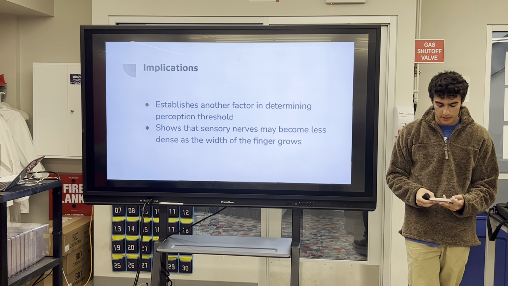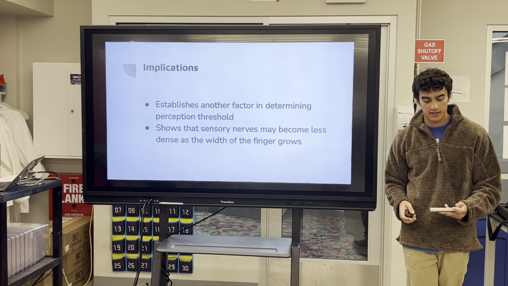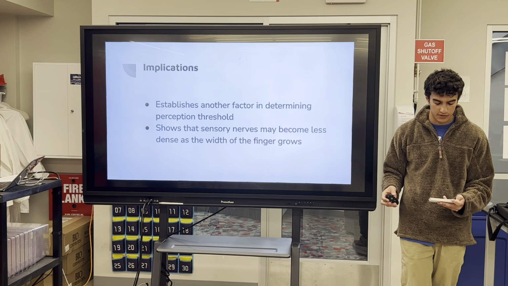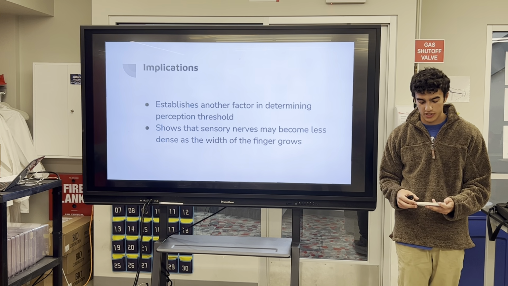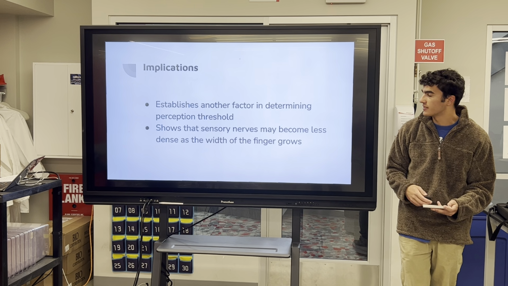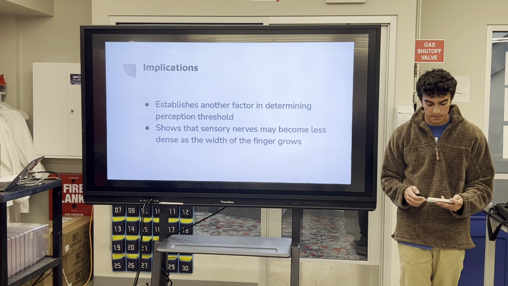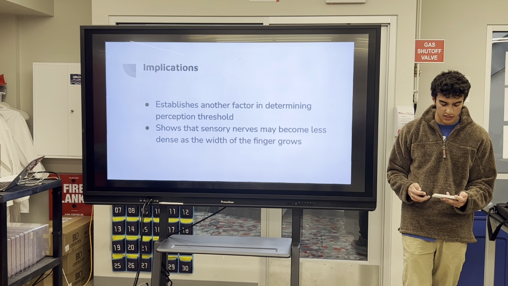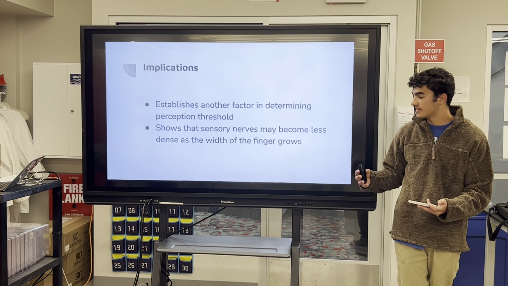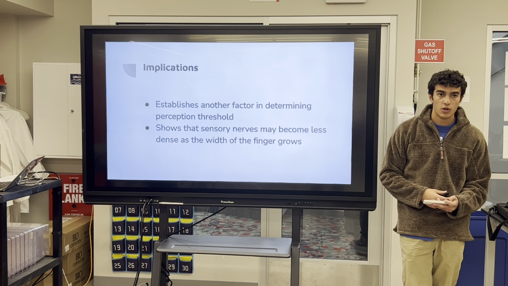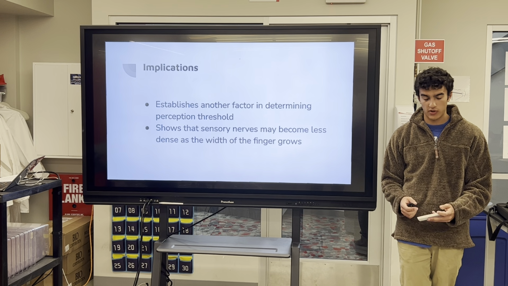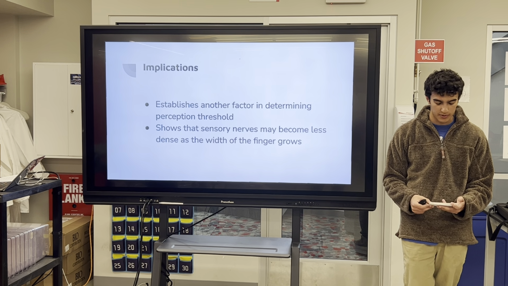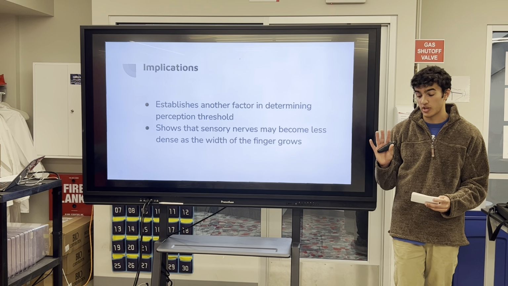Well, this conclusion can be used to develop a more accurate baseline perception threshold for people at risk for neuropathy, which will make diagnosis using the bumps test slightly more sensitive to change and therefore more accurate. It also suggests that sensory nerves in our hands become less dense as the hand grows, which could be relevant information in monitoring and diagnosing neuropathy in kids whose hands are still growing.